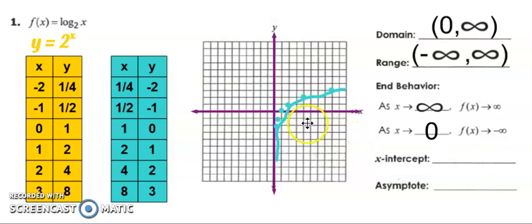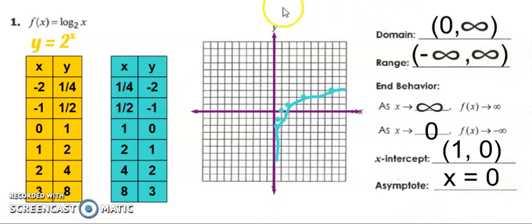The x-intercept for this graph, which was this point right here, is 1, 0. By the way, you can also see that in your table right here. And then the asymptote, as I just mentioned, that's this y-axis right here. This graph will never cross over that y-axis, and the equation for that line is x equals 0.